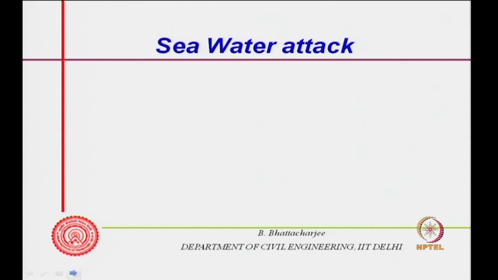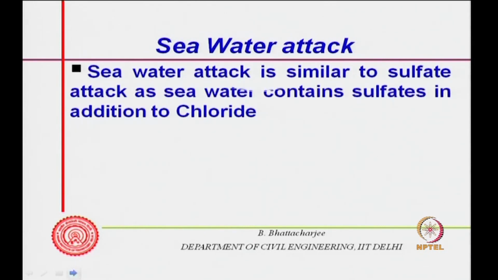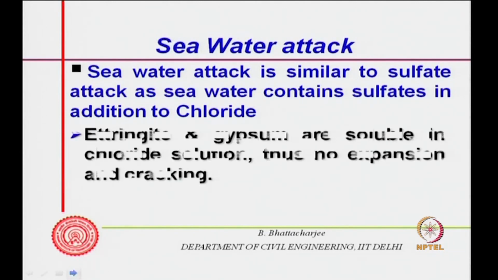Seawater attack. Well, seawater contains sulphate, and it also contains chloride, sodium chloride. So, seawater contains sulphates, magnesium sulphate and calcium sulphate are there, and one difference is that ettringite and gypsum are soluble in chloride solution.